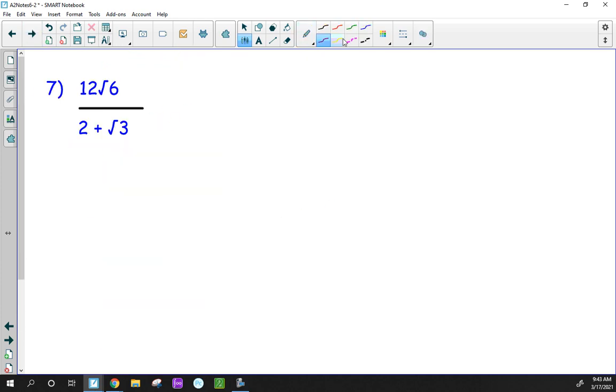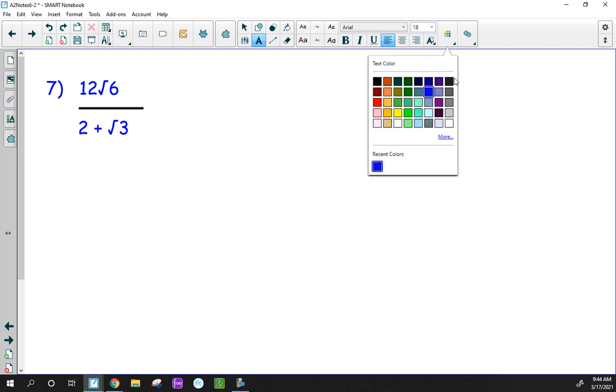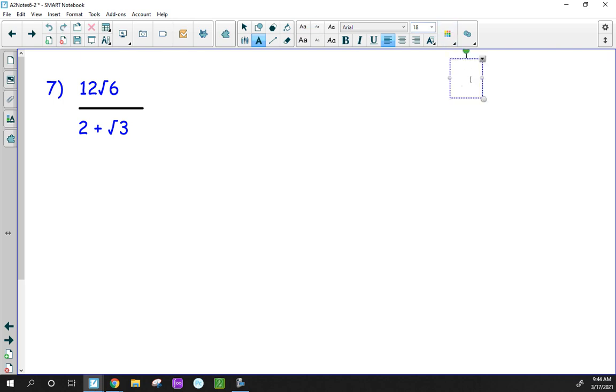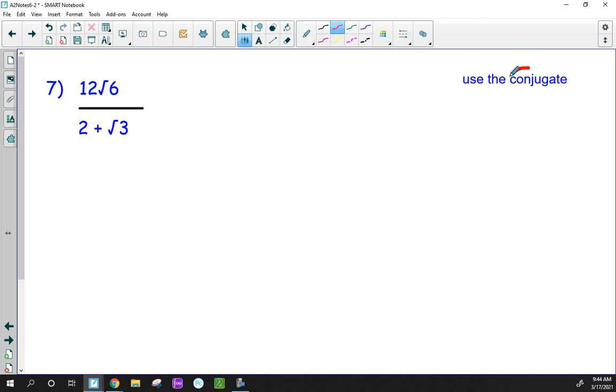Alright, now we're going to switch gears. We're still going to do division, but this time I want you to notice that in my example 7, I actually have 2 terms on the bottom. And because it is a binomial on the bottom, we're going to have to do what we did in the complex number unit. We're going to have to use the conjugate. And we use that conjugate in order to get rid of the radical.